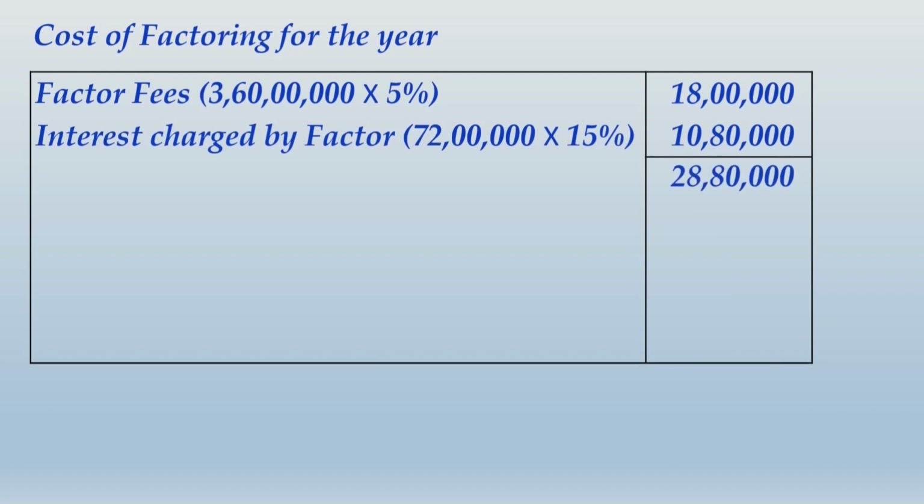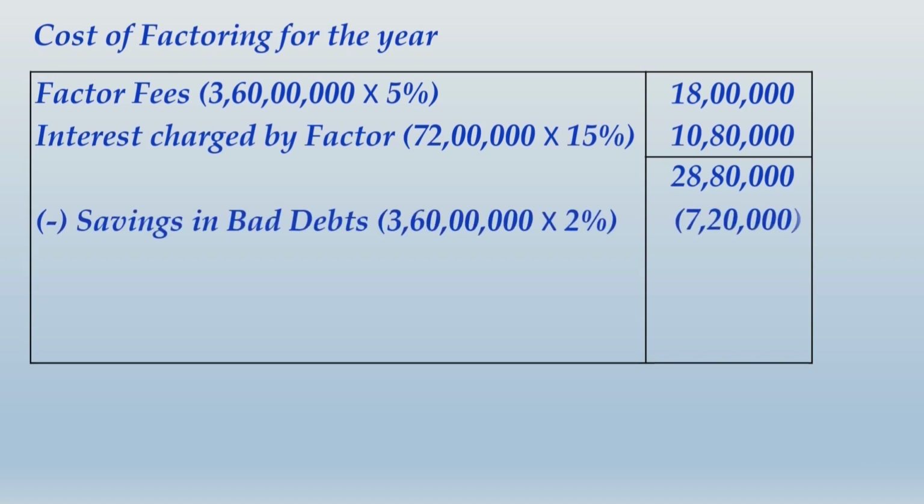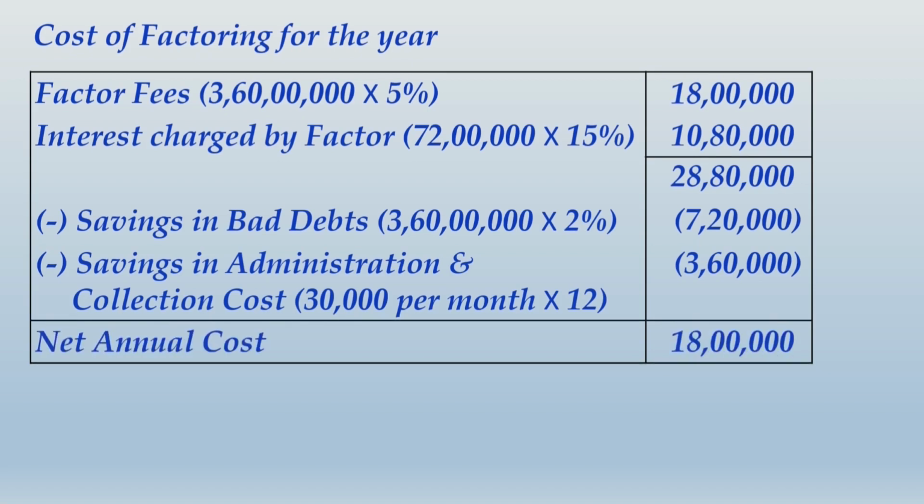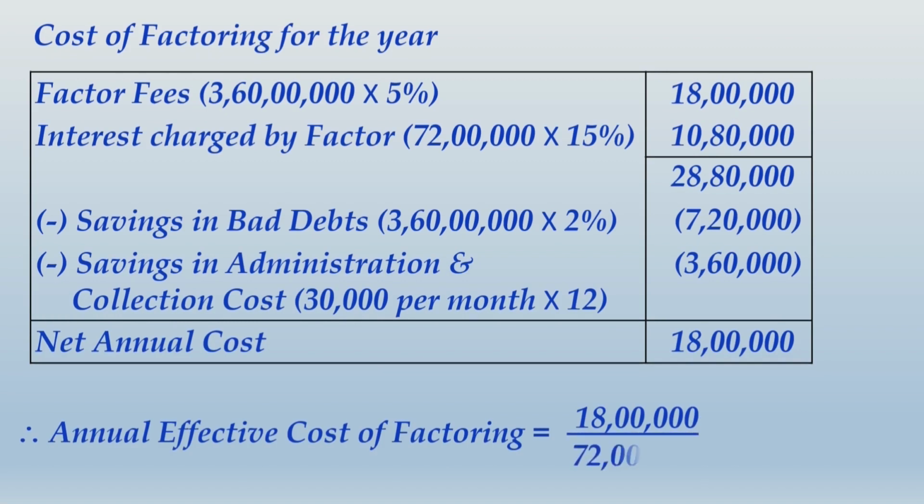Aggregate of these two will be 28 lakh 80,000. From that you subtract the savings in bad debts and also subtract the savings in administration and collection cost, and that will be 3 lakh 60,000. So subtracting these two components, your net annual cost comes to 18 lakhs and the annual effective cost of factoring will be 25%. Let us go ahead and deal with the second case.